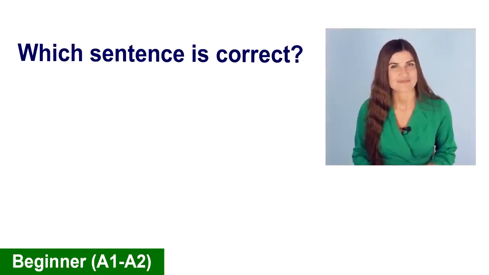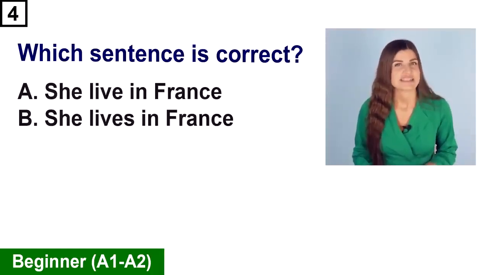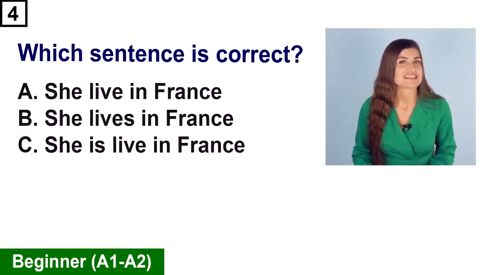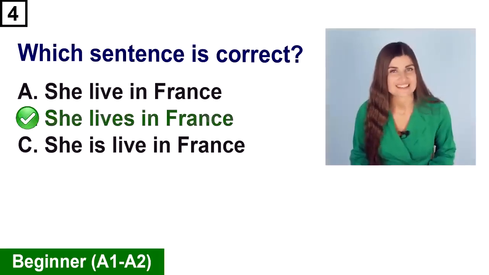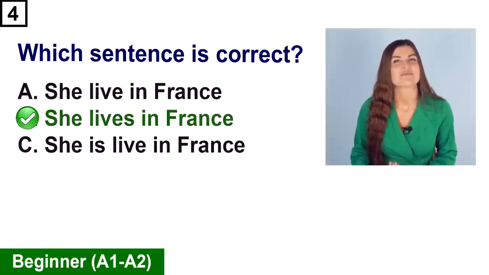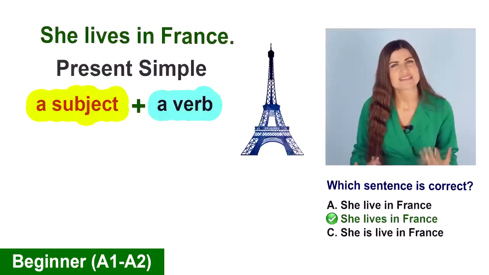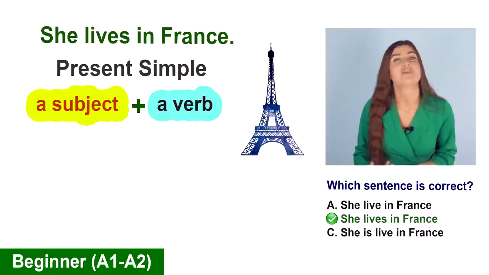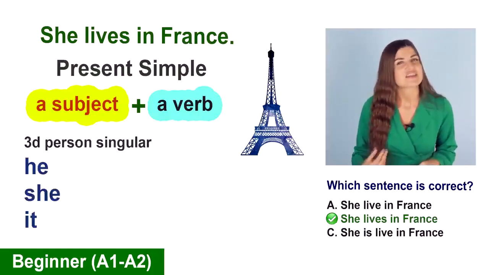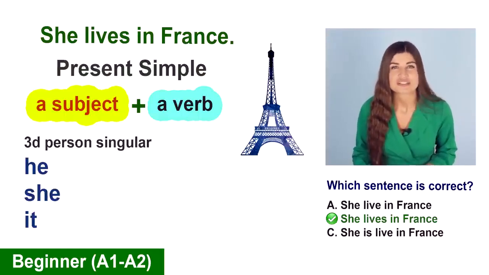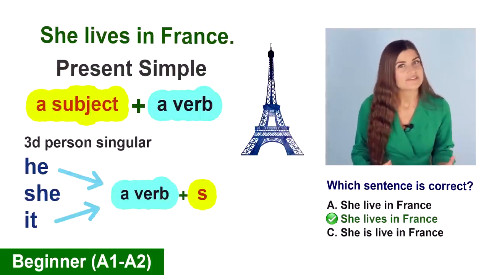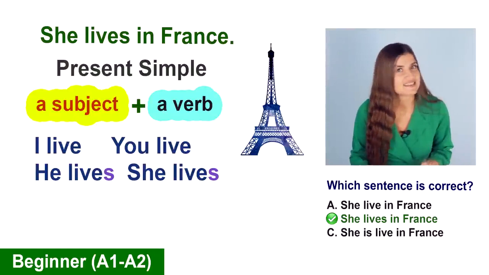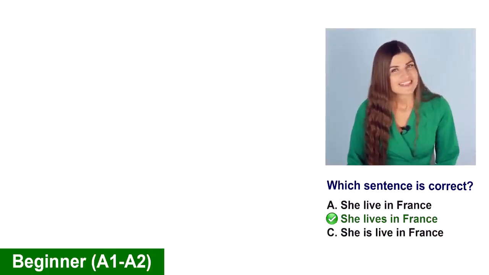The next question. Which one is correct? She lives in France. Or she is living in France. She lives in France. But why? Because this is the present simple tense. In present simple, we have a subject plus a verb when the subject is in the third person singular, which is he, she, or it. The verb takes an S. So I live, you live, he lives, she lives, it lives. Let's move on to the next question.